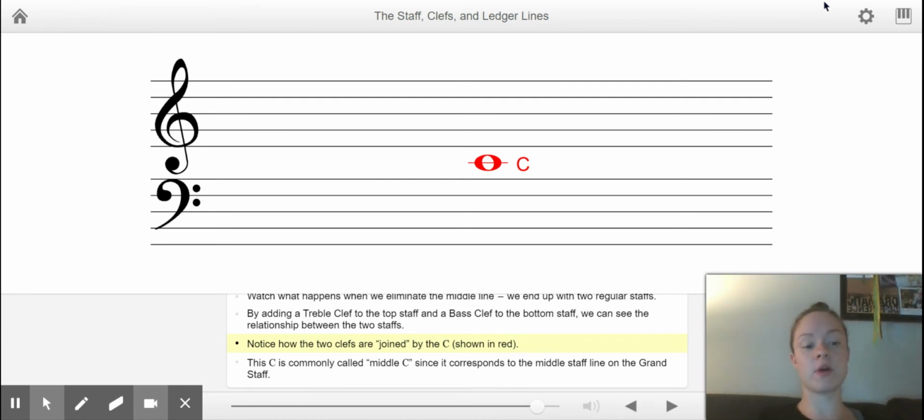So for example, if I'm in bass clef, I start with middle C and I go down B, A, G, F, etc. If I'm in treble clef, I start with middle C in the same place and go up D, E, F, G. So that's another really simple way to do it.